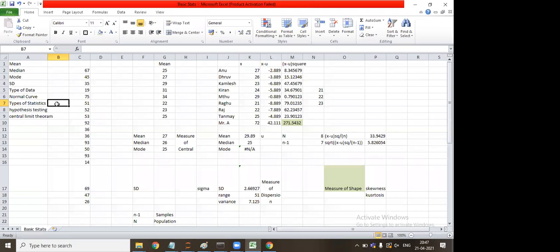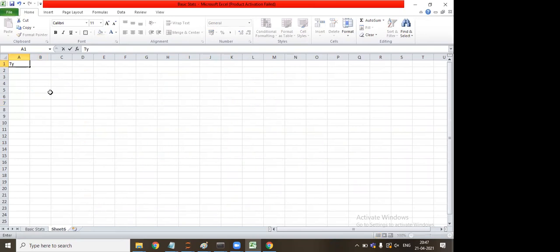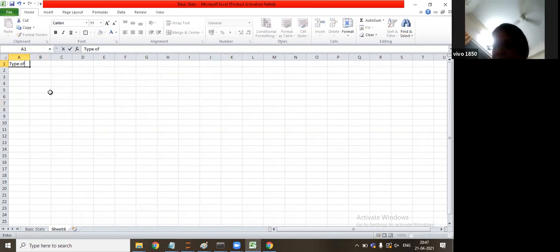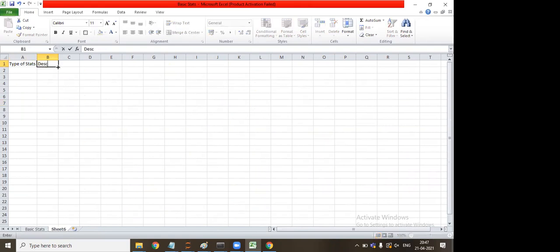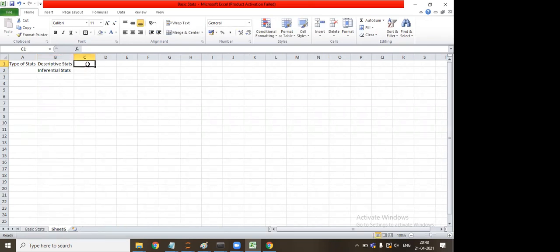Yeah, sorry guys. So when we say type of statistics, it is basically of two types. Let me put this into a separate page, a separate Excel kind of sheet. So the type of statistics is of two types. One is descriptive stats, and second is inferential stats.